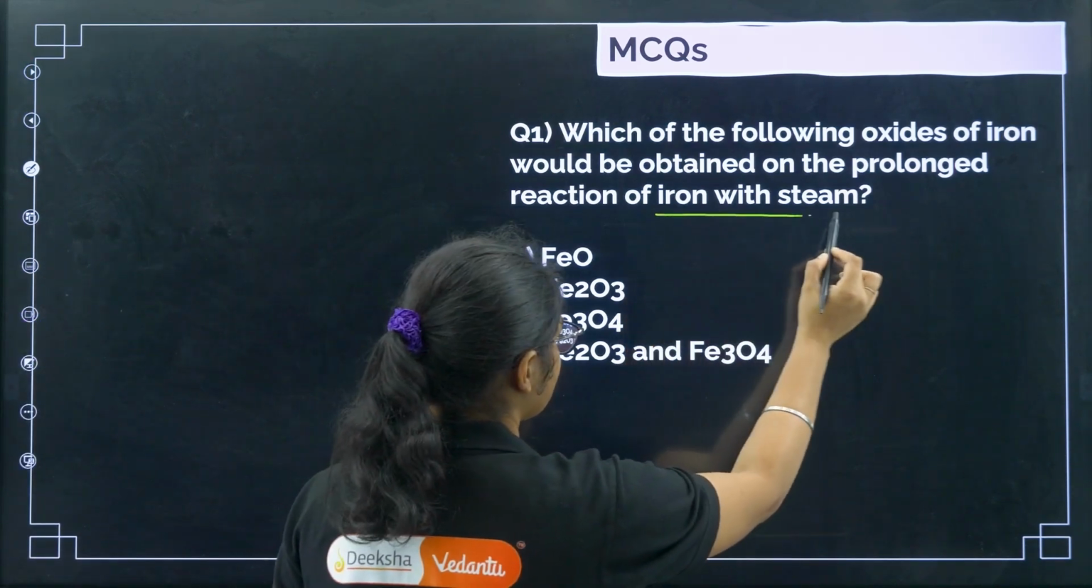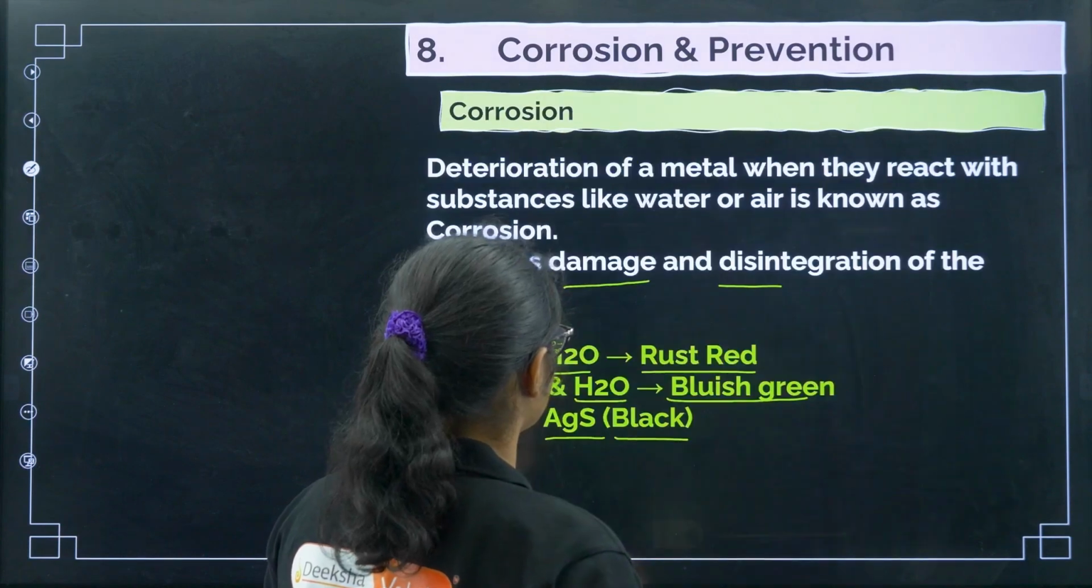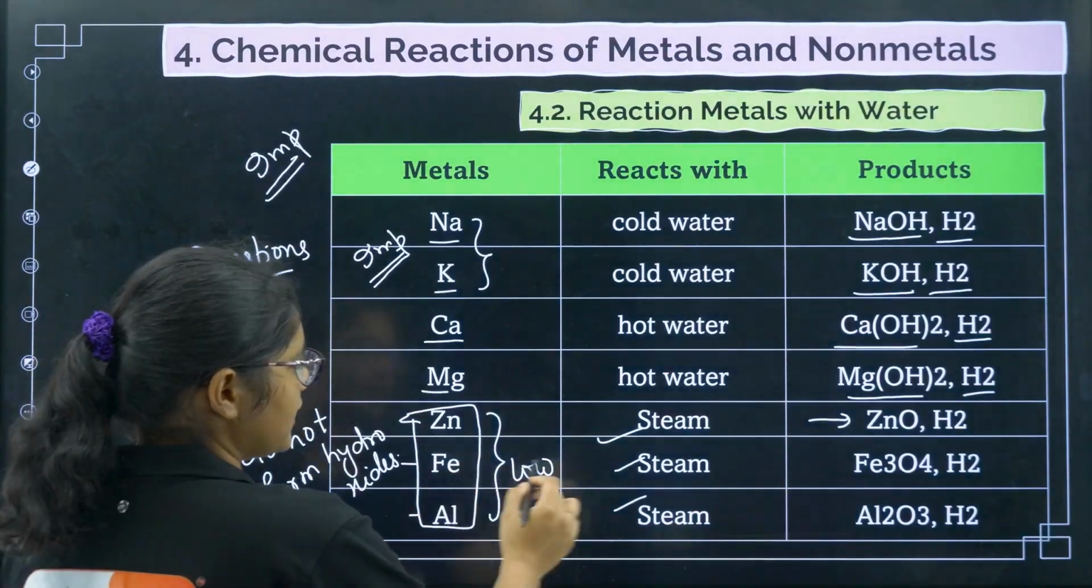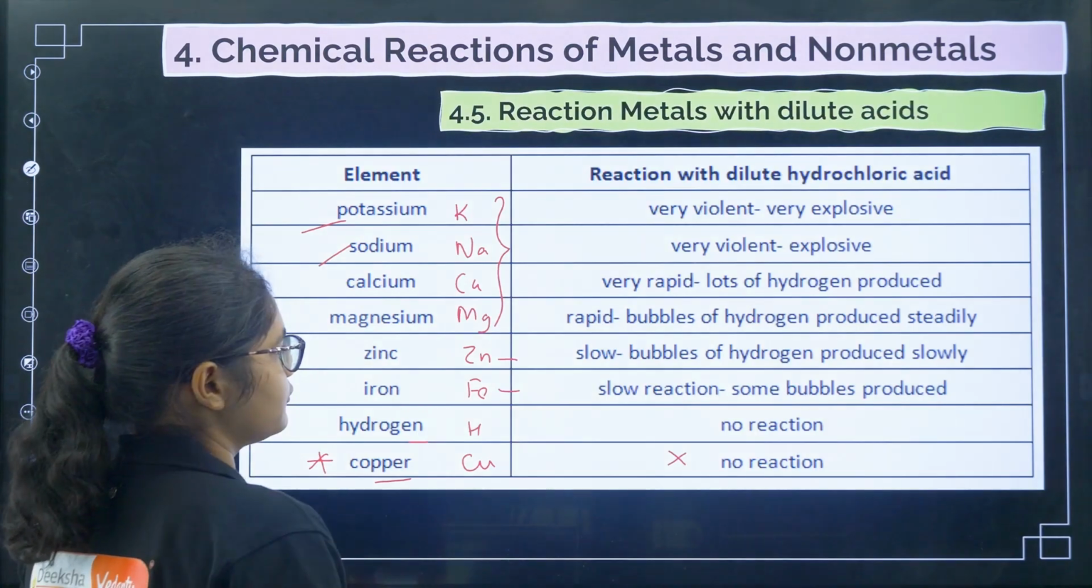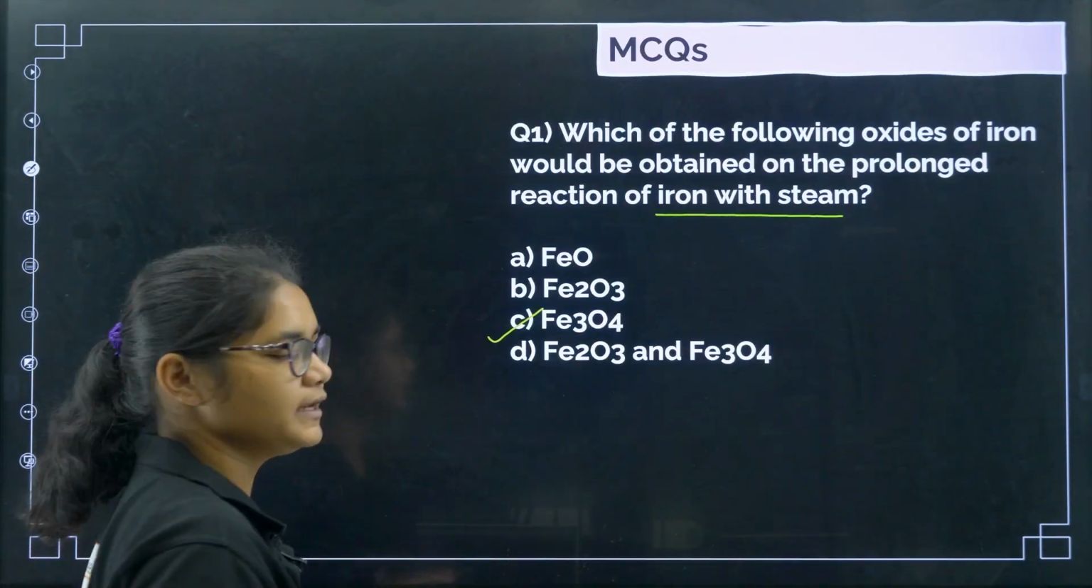So we have seen if iron reacts with steam, we get Fe2O3, right? If you want, we can check once. So yeah, if you see, iron will give you Fe3O4. Okay, so the correct answer for this question is Fe3O4.